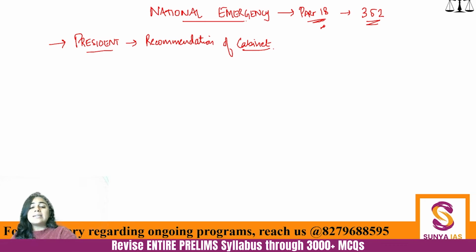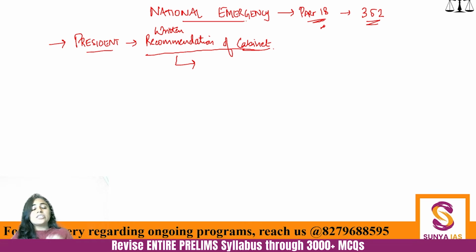Why? Because Article 352 says that national emergency can only be proclaimed by the President on the written recommendation of the cabinet. Okay, that much is done. Now write down a little background of this as well.